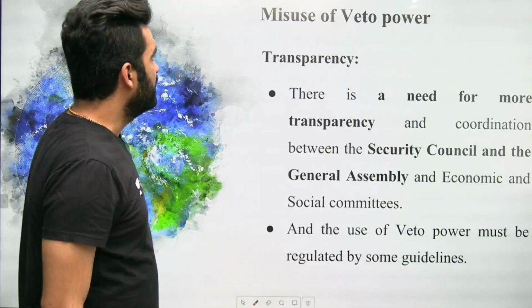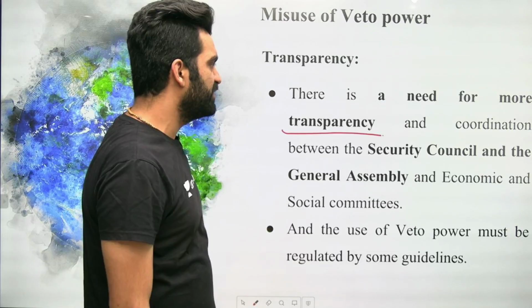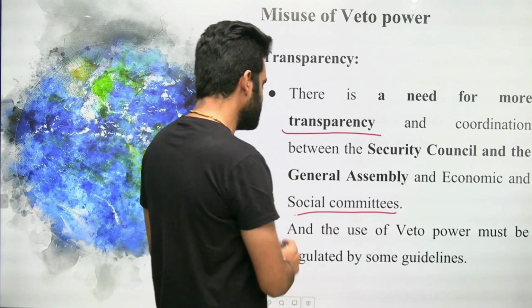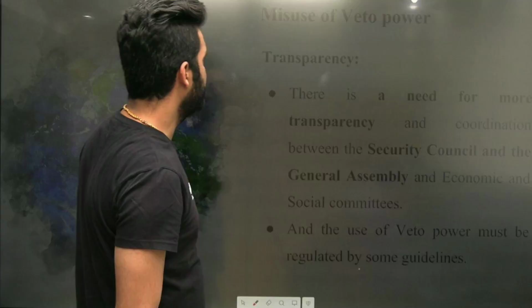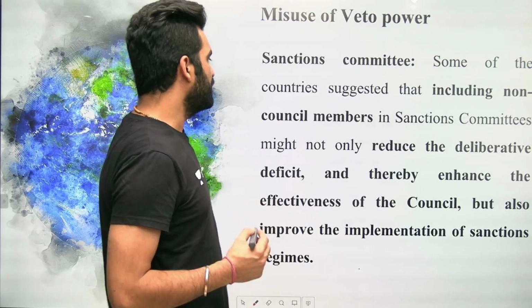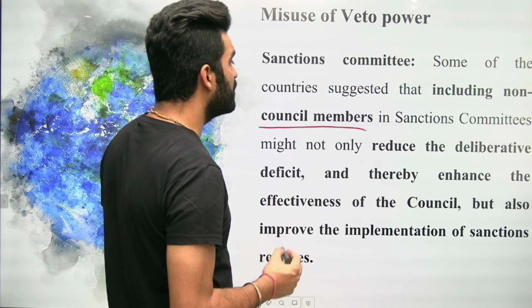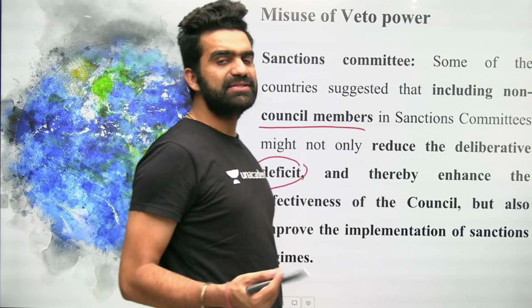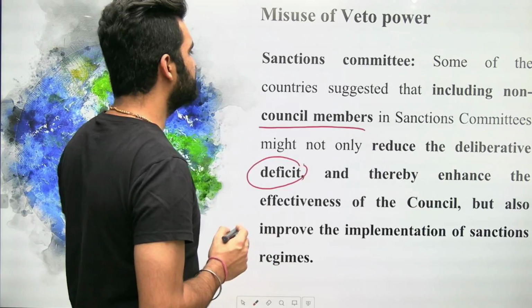Now, transparency. There is a need for more transparency and coordination between the Security Council, the General Assembly and the Economic and Social Committees. And the use of veto power must be regulated by some guidelines here, right? So, the Sanctions Committee. Some of the countries suggested that including non-council members in the Sanctions Committee might not only reduce the deliberative deficit. Deliberative means deliberations or discussions are not taking place. So that is why including non-council members in the committee which imposes the sanctions against some countries.